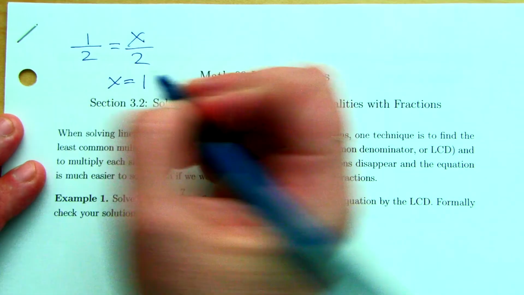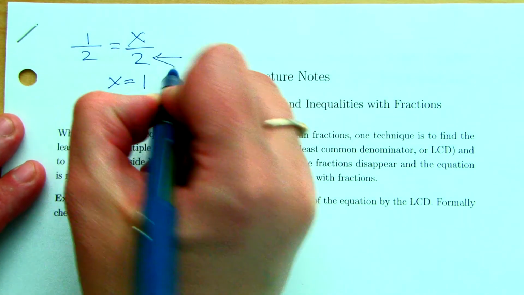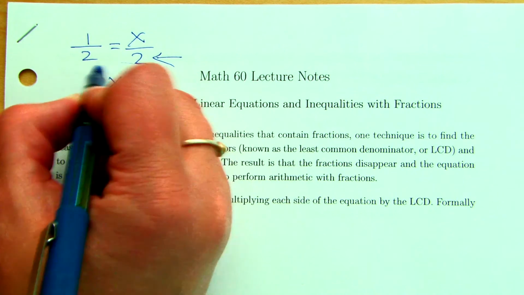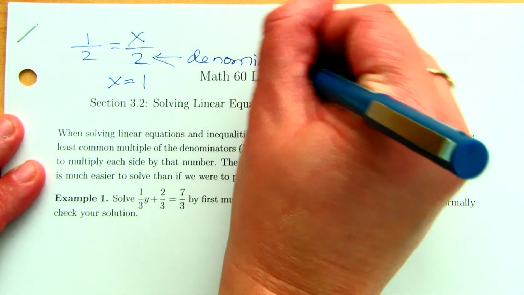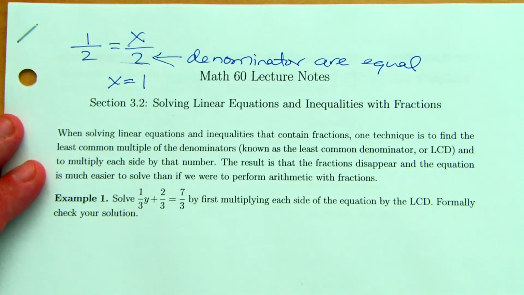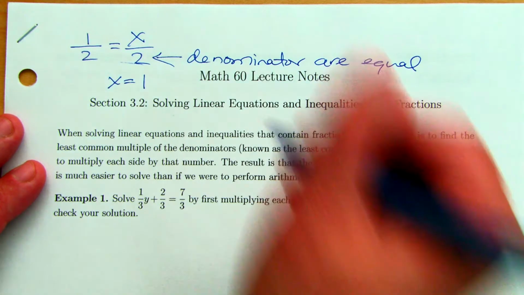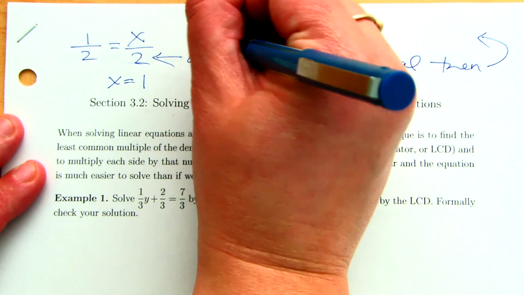How did you know that? Because if 1 over 2 is equal to x over 2, then x has to be 1. Yeah, there's only one possibility. So a strategy when it comes to solving equations: if the denominators are equal, then what would be true about the numerators? Then the numerators are equal.